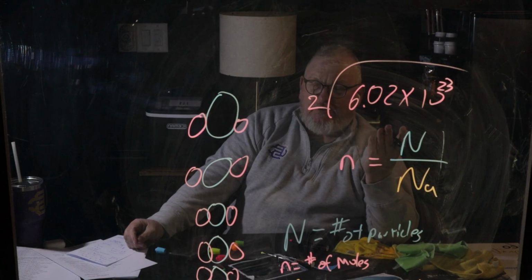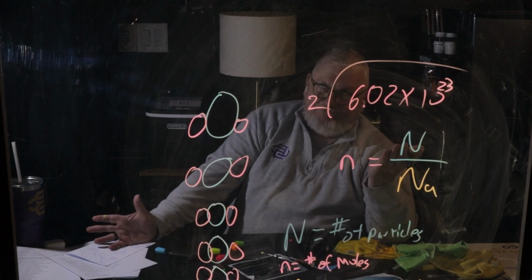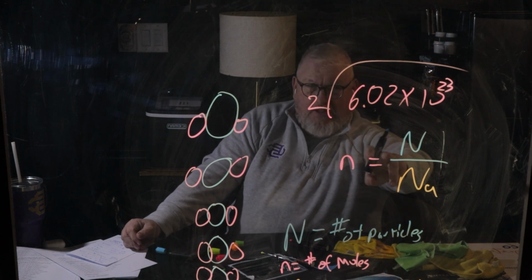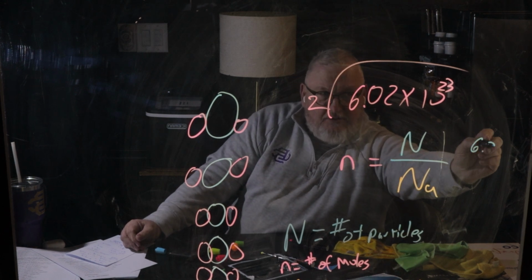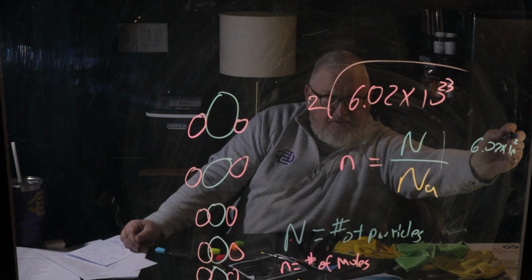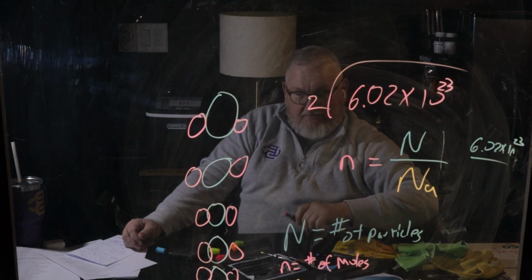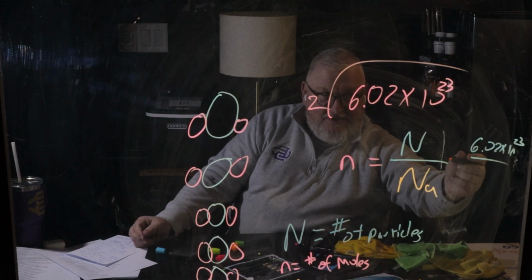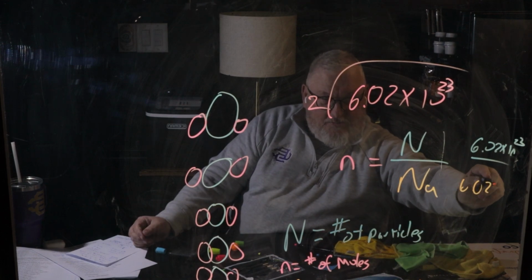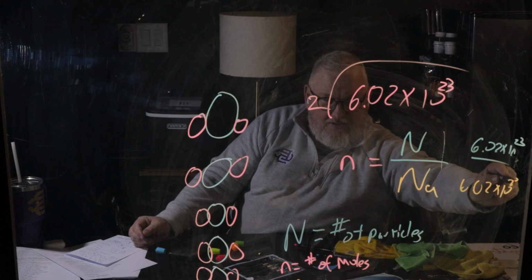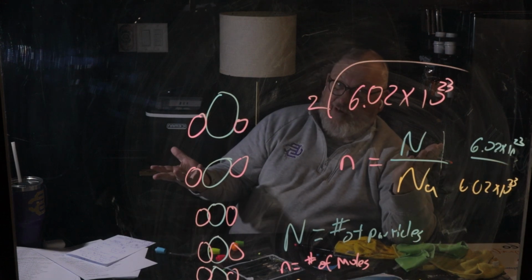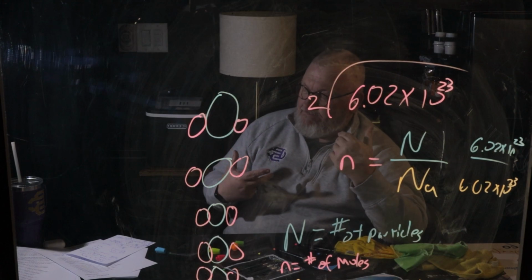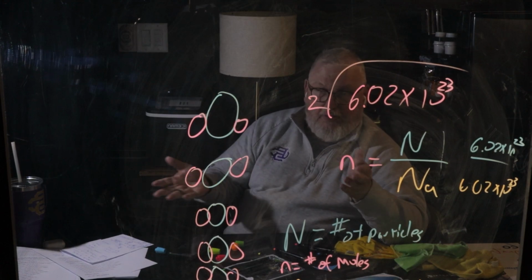So if I have 6.02 times 10 to the 23rd atoms of iron, I'd have 6.02 times 10 to the 23rd divided by Avogadro's number, which is 6.02 times 10 to the 23rd, so n would be 1 mole. And we'll be using these a whole lot as we go on, and we'll have some more that we'll play with.